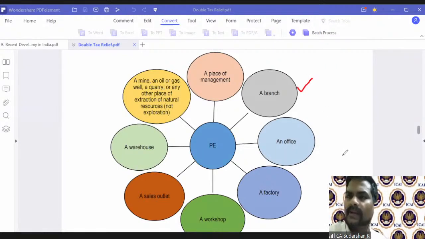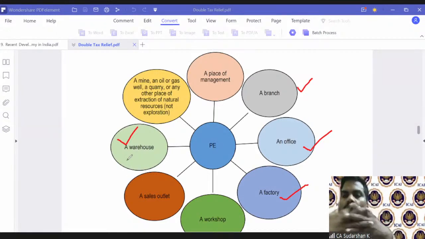Why should the foreign company have a branch? Which means it wants to do business in India. If a foreign company has an office in India, it can be a project office or representative office. A foreign company has a factory. If a foreign company even has a warehouse, you already saw this, warehouse for delivery. So which means you have a warehouse. That means you're planning to do business. So you can see that there is a strong connection, nexus.